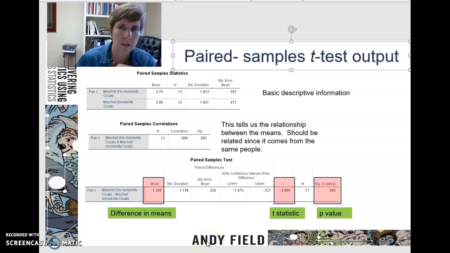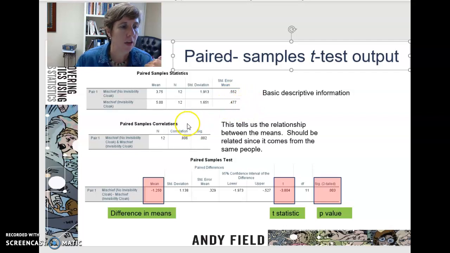Okay, so this is the output for your paired samples t-test. All right, so your first table up here is your paired sample statistics. This is just your descriptive stats looking at your means, the number of people in your study, your standard deviation, the standard error of the mean.